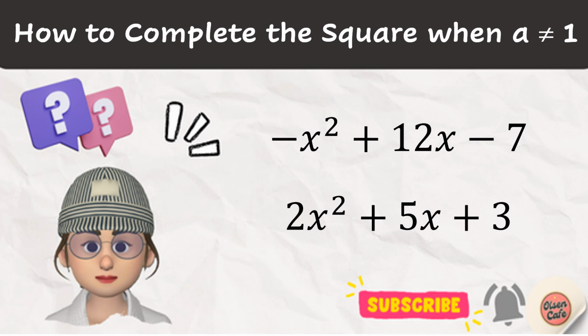So today I will work through two examples, as you can see here. One is a quadratic expression with a negative coefficient of x squared, and the other is when the coefficient of x squared is equal to 2. So let's see how we can do these two questions.